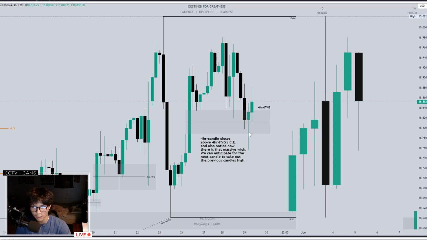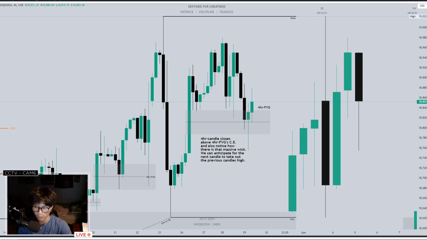And notice how this candle right here, we create a really big wick. Ask yourself this: every time you see a candle like this, will we most likely take out this 4-hour candle high or 4-hour candle low? We can anticipate for the next 4-hour candle to take out this previous 4-hour high right here. So that is my trade idea. That's the foundation of my trade idea.